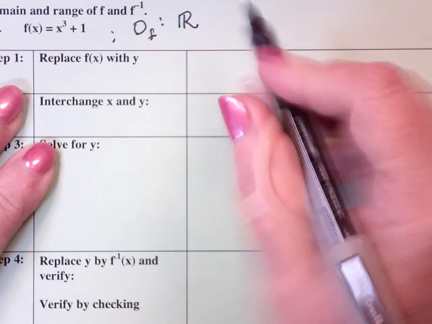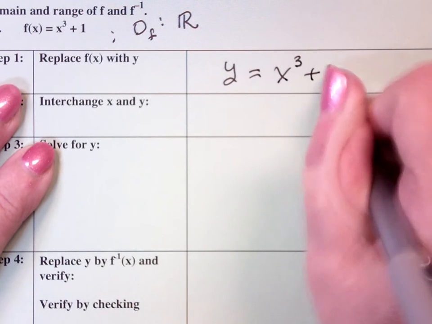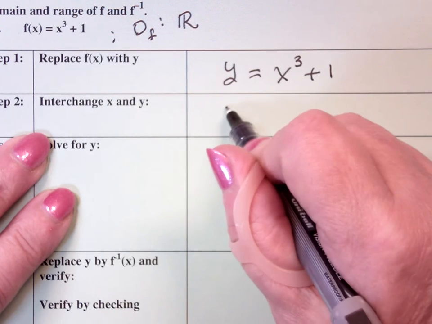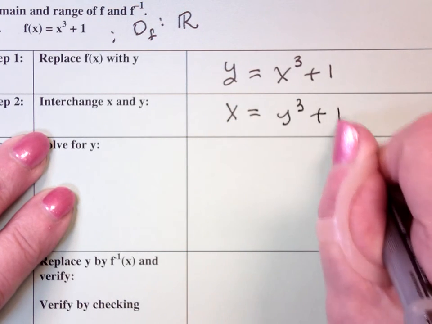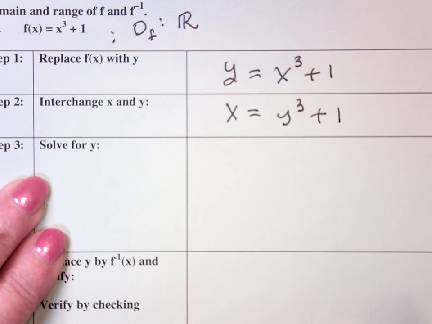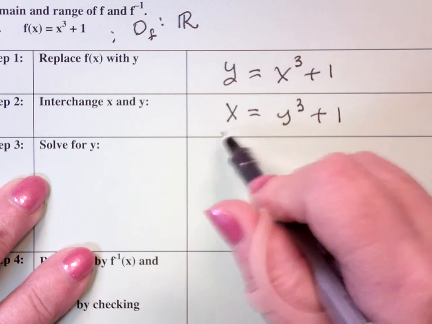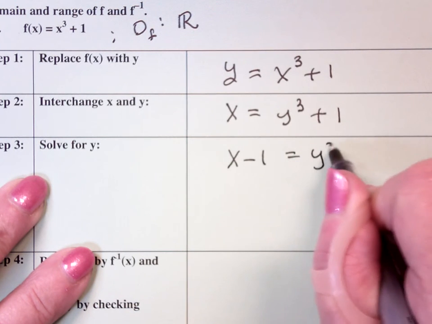Step 1, replace f of x by y. So y is equal to x cubed plus 1. Step 2, interchange x and y. X is equal to y cubed plus 1. Step 3, solve for y. So I need to get y by itself, so x minus 1 equals y cubed.